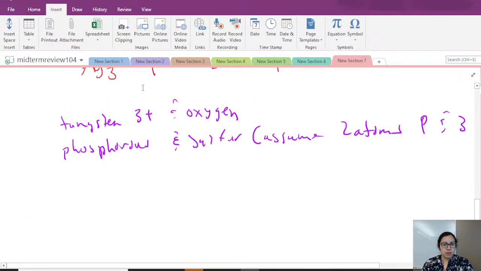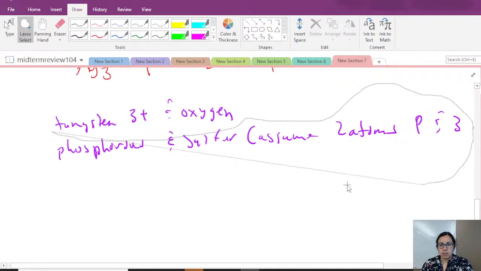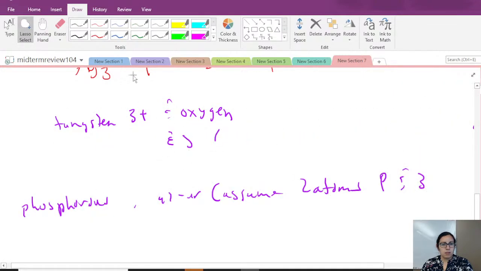So what about tungsten and oxygen? Trying to move this phosphorus. Oh my gosh. I was trying to create some space.